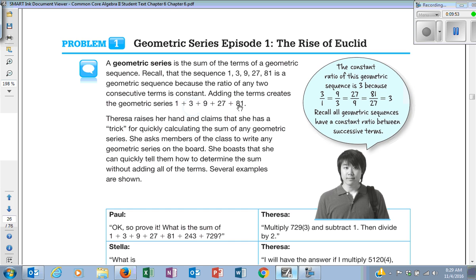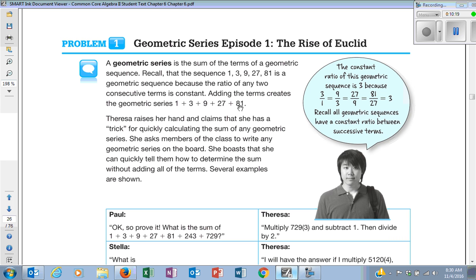But do you remember Gauss's formula? Gauss's formula only works for arithmetic series. It will not work for geometric. Do you guys get what I'm talking about? So when I ask you to calculate a series, what's the first thing you need to decide? We're going to start.